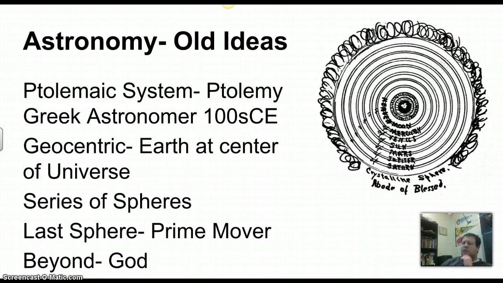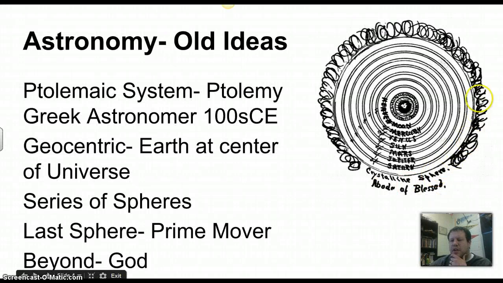Let's start with astronomy first of all. Here's the old idea of astronomy. It was the Ptolemaic system, from a guy named Ptolemy. He was a Greek astronomer in the hundreds AD, or CE, if you will. His idea was basically geocentric, that the Earth was at the center of everything. Here'd be the Earth right here. He said that outside of that, all the other celestial bodies are in a series of spheres outside of us. So here would be the Moon, Mercury, Venus, the Sun, Mars, Jupiter, Saturn, etc., going all the way out. They're kind of in this big sphere, not necessarily solid, but they're just kind of out there.